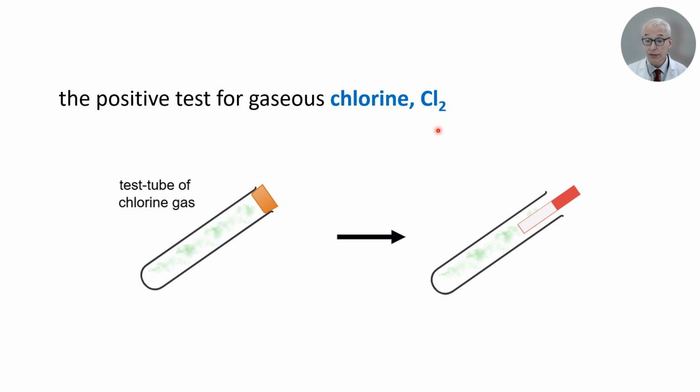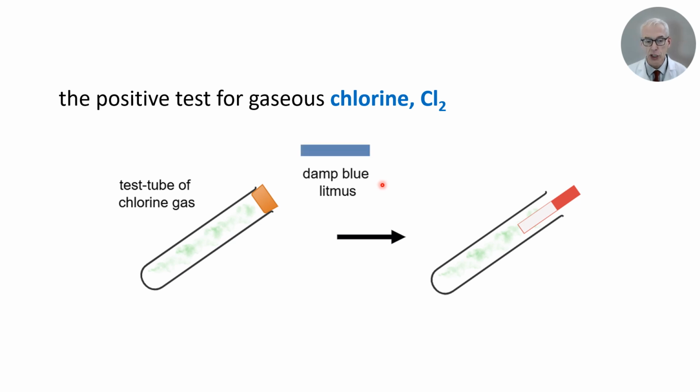The test for chlorine gas. Take a test tube of chlorine gas. We're going to end up with a litmus paper which looks like that. Do you know what we insert into the test tube of chlorine gas? Well, I'll show you. It's a damp blue litmus paper.